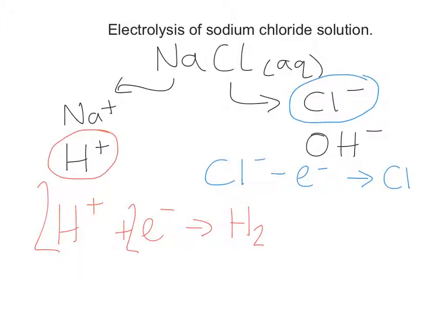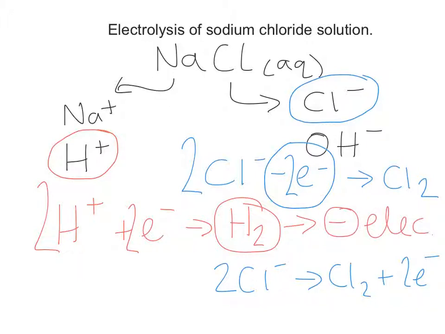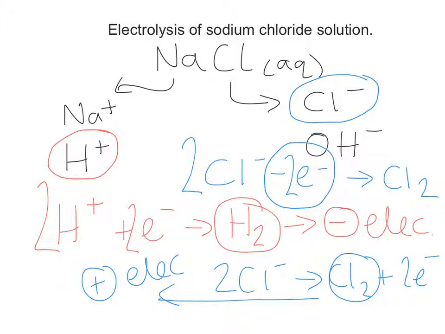But again, non-metal atoms don't go round by themselves, they go round in pairs, so we'll need 2 chloride ions and 2 electrons on this side, so we have 2Cl minus goes to Cl2 plus 2 electrons. So some of the key things here are the fact that hydrogen is the product at the negative electrode and that chlorine is a product at the positive electrode. So you will need to know what is produced at each electrode for sodium chloride solution.